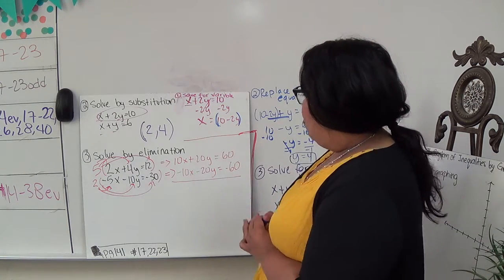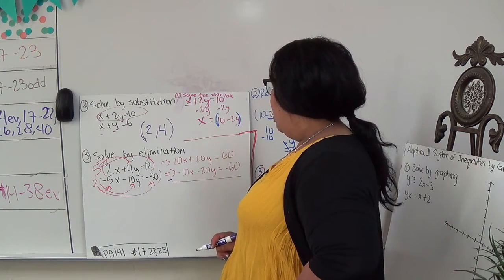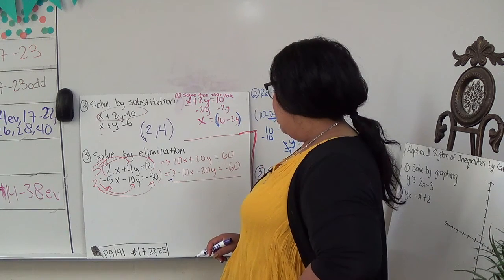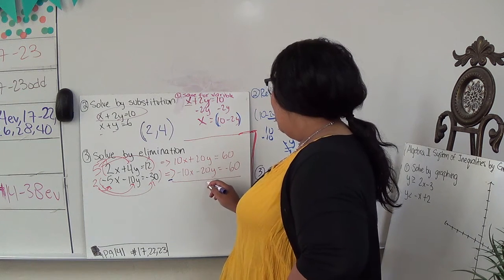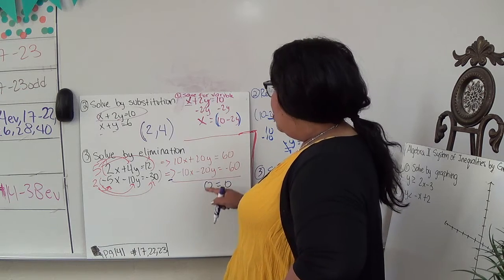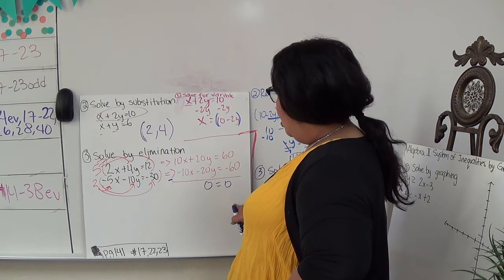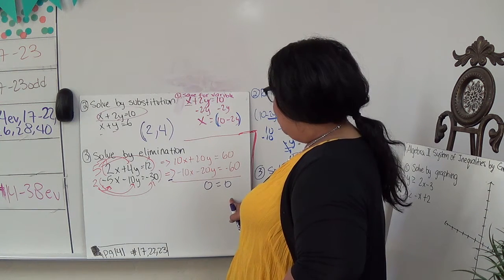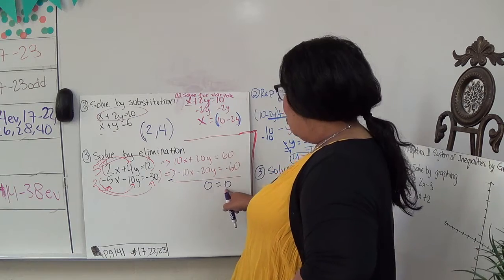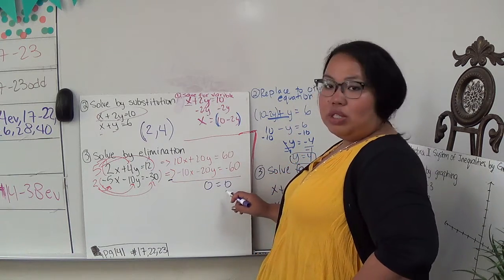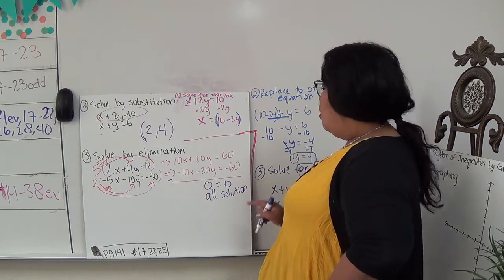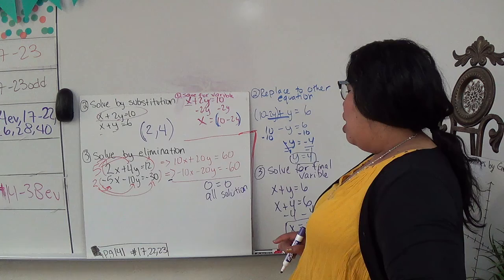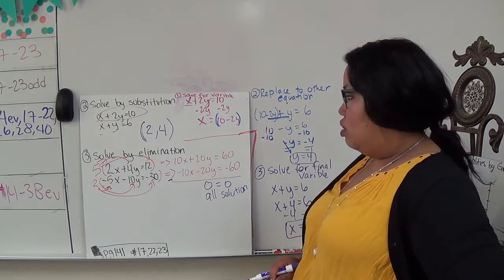So basically what happens is then I'm going to subtract it. I'm going to do 10 minus 10x minus 20y. So if I subtract all of these, they actually all equal 0. When I end up with 0 equals 0, this means that they're the same lines. Remember, if they're equal on both sides, this is all solutions. If they're not equal on both sides, then I have no solutions.